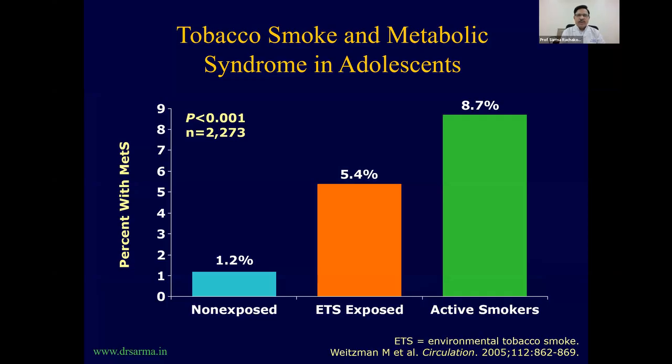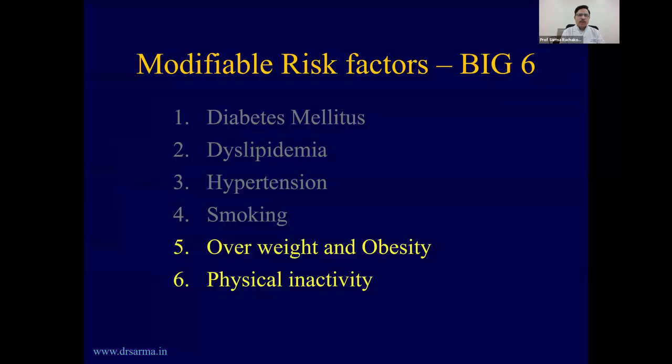Not exposed to smoking 1.2, exposed to smoking 5.4, and active smokers 8.7. The percent of people with the metabolic syndrome increases. ETS is environmental tobacco smoke. Environmental tobacco smoke means passive smoking, other forms of tobacco that is used, all those things will come. So active smokers, needless to say, 8.5 times more involved.